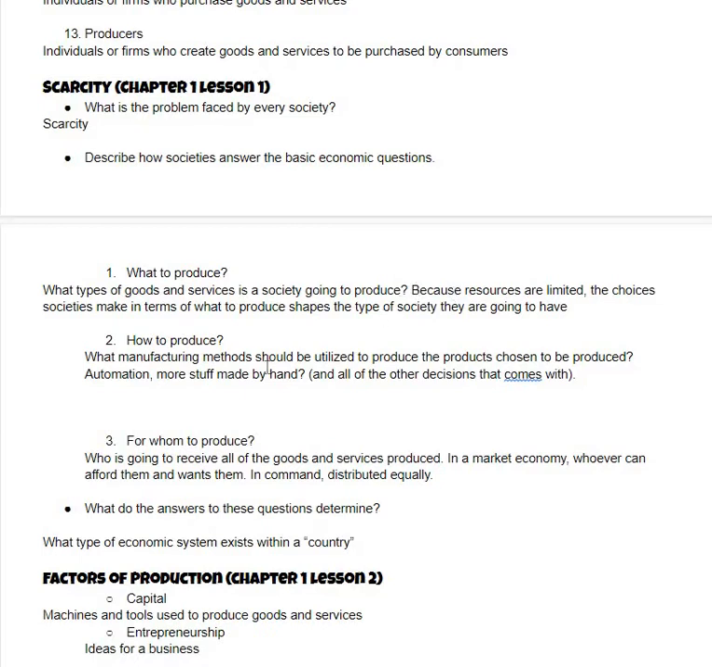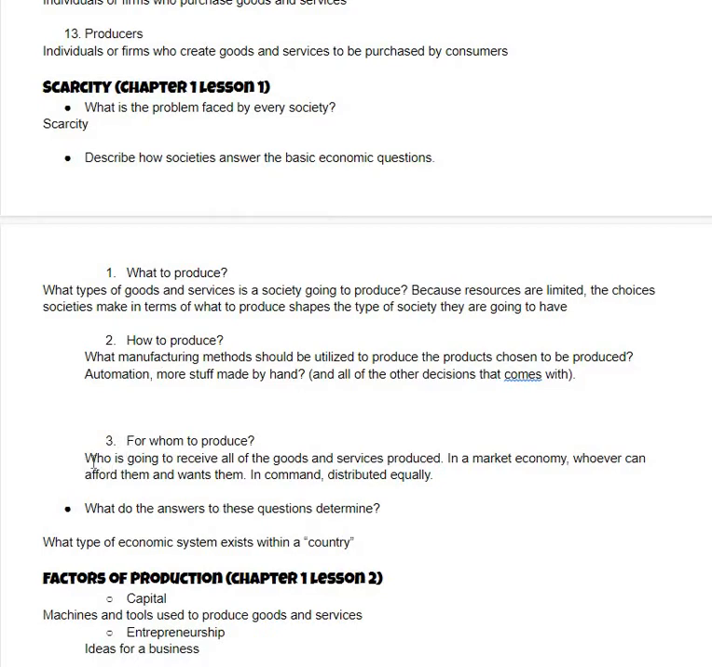Now, because resources are limited, right, individuals within societies and businesses within societies have to make choices in terms of what to produce, because you can't produce everything, right? How to produce, what manufacturing methods should be utilized in the production. So are you going to be automated with the robots, like in the 60 Minutes video, or are you going to do more of it by hand with people, okay? And those are going to have consequences for people and communities and societies based on jobs and other things.